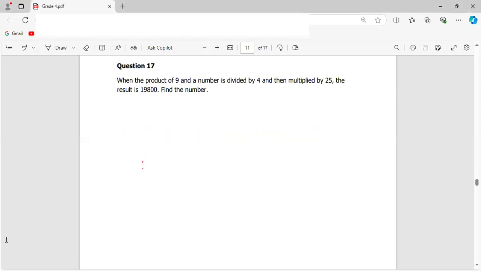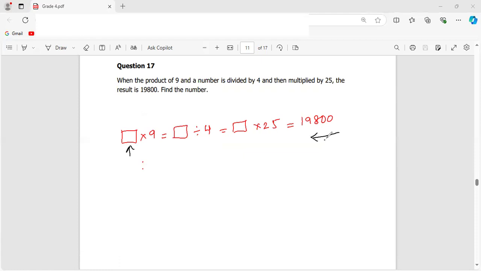Then question number 17. When the product of 9 and a number is divided by 4, whatever answer you get is then multiplied by 25, the result is 19800. Now, whenever you have an expression or an equation like this, you need to find this number. So we go in reverse operation. Here it is multiplied by 25.